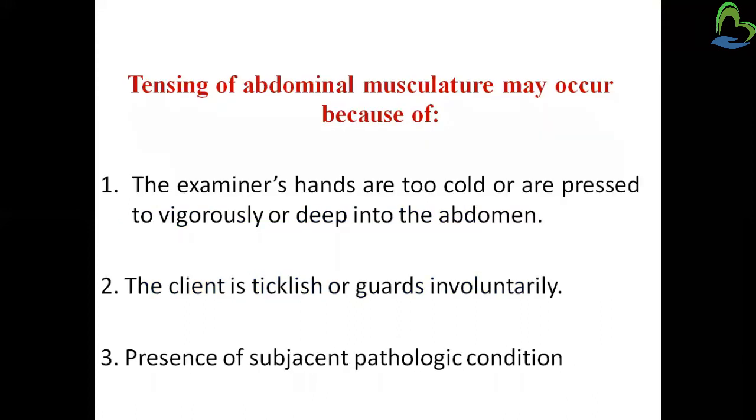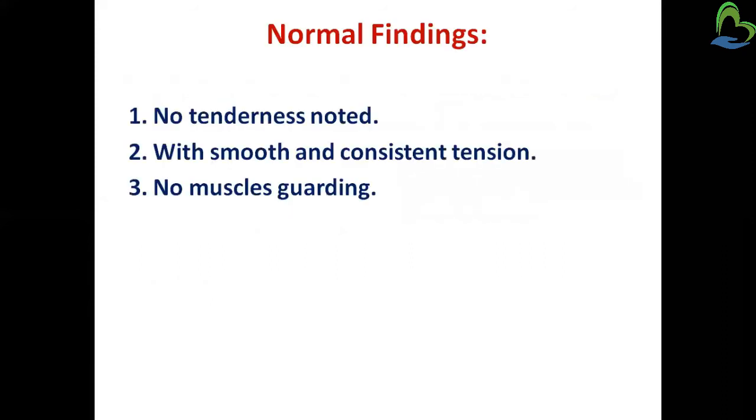Tensing of abdominal musculature may occur because the examiner's hands are too cold or are pressed too vigorously or deep into the abdomen. So you have to warm your hands before you do any palpation. It may also occur if the client is ticklish or guards involuntarily, or due to the presence of a pathological condition. The normal finding is no tenderness, with smooth and consistent tension and no muscle guarding.